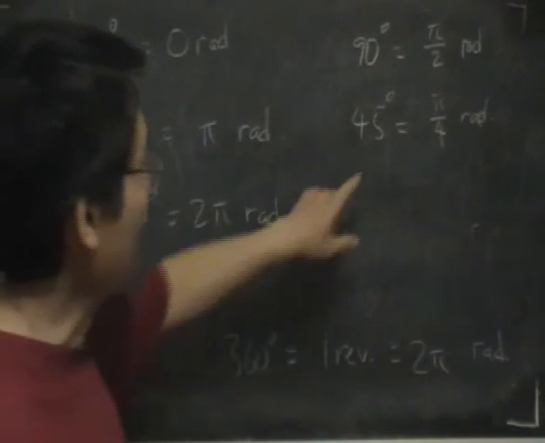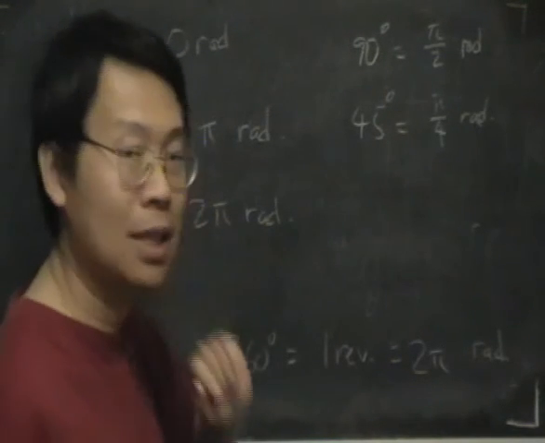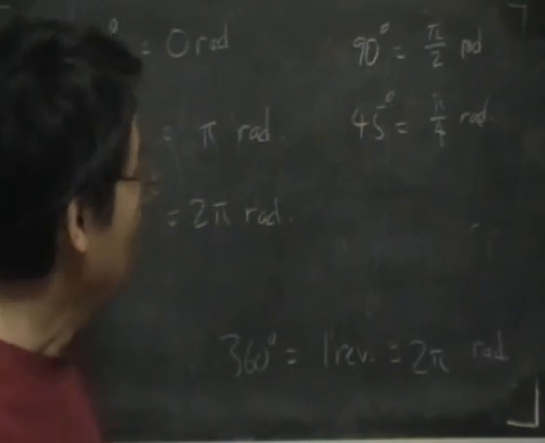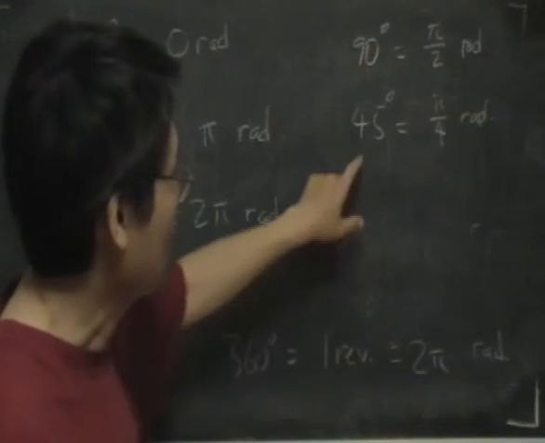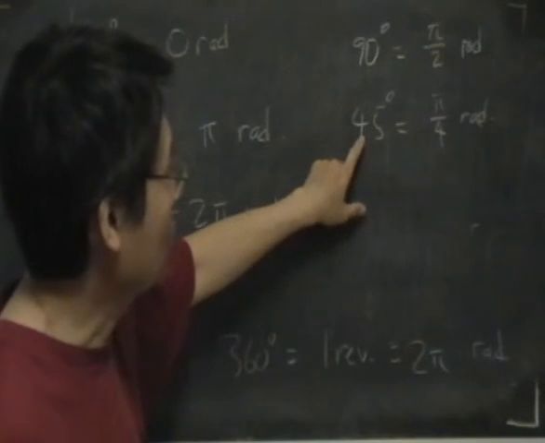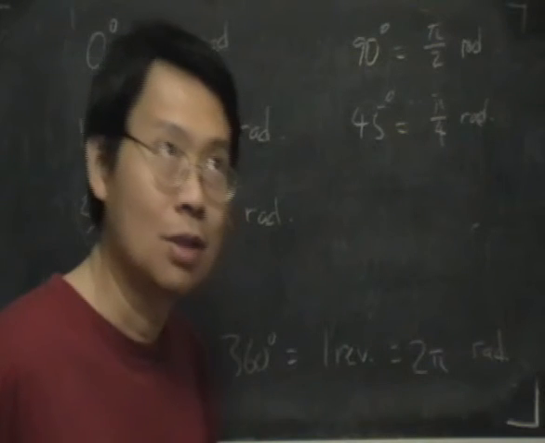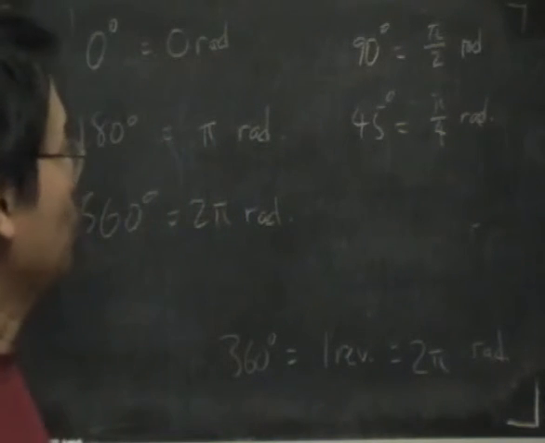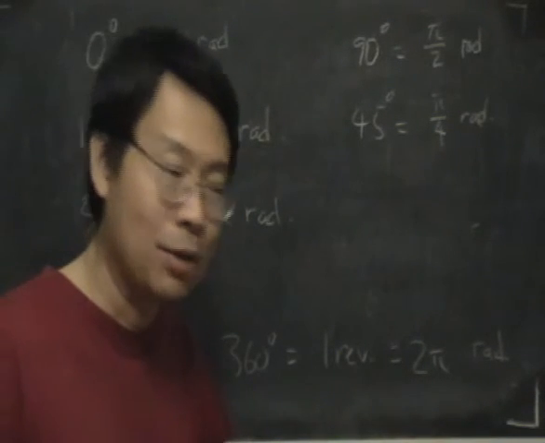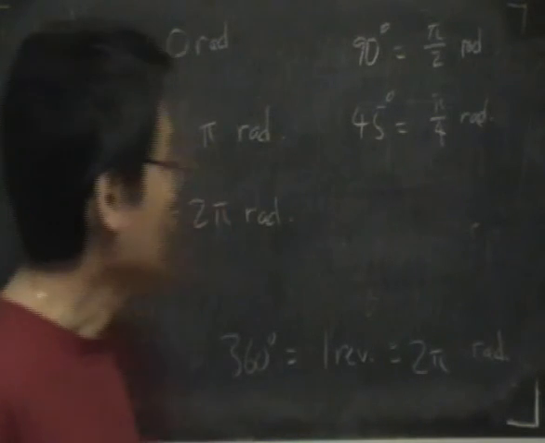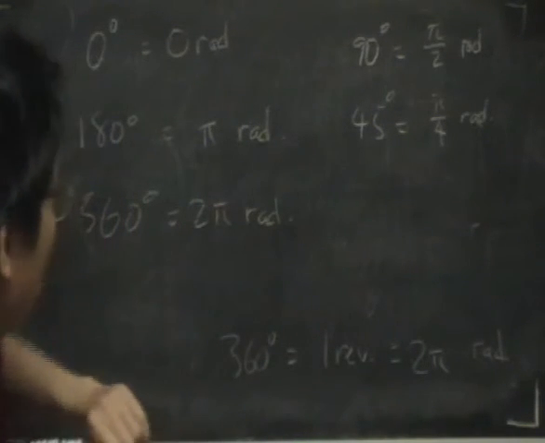Now if I divide that by 2, I start getting decimals, right? Because 45 is not an even number. And it starts getting complicated. So let me just stop there for the 45.